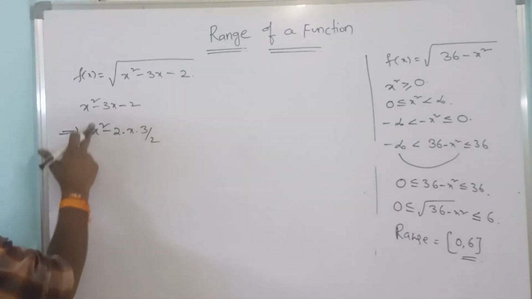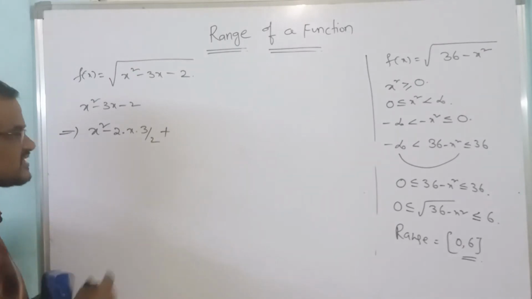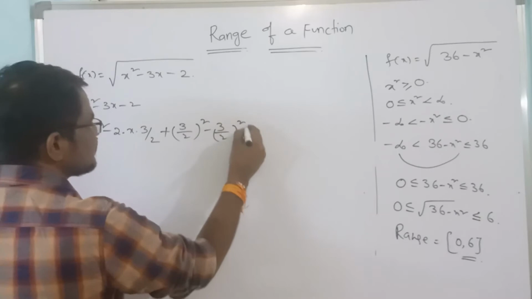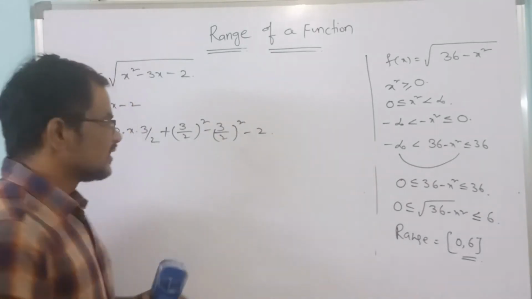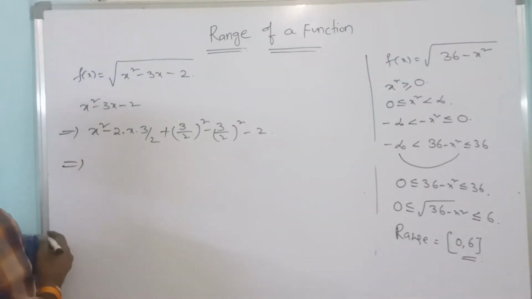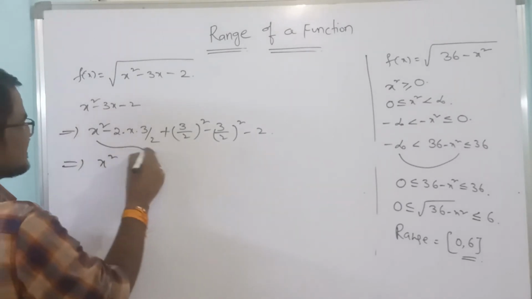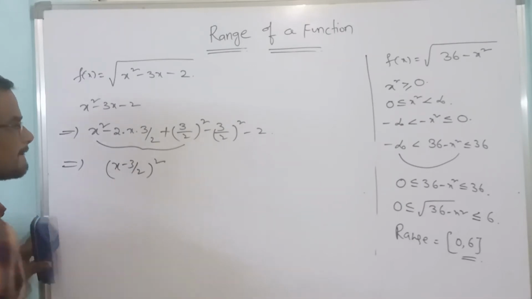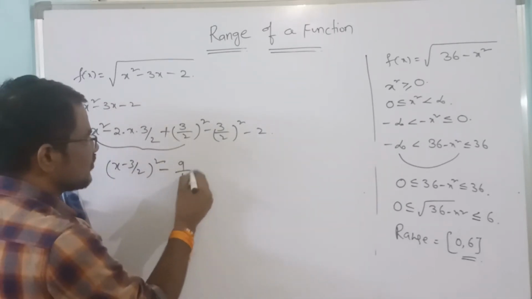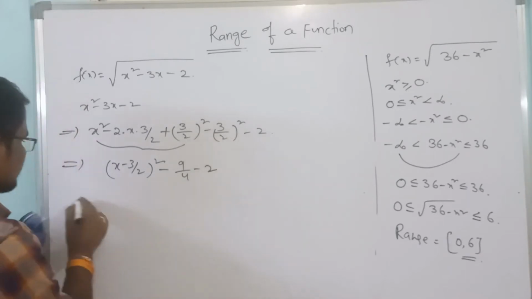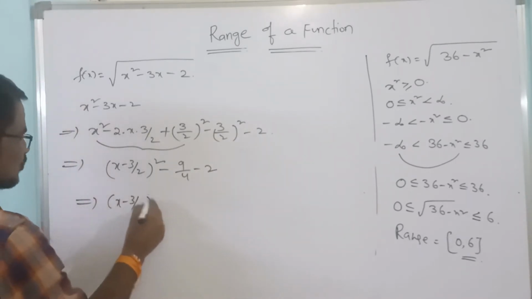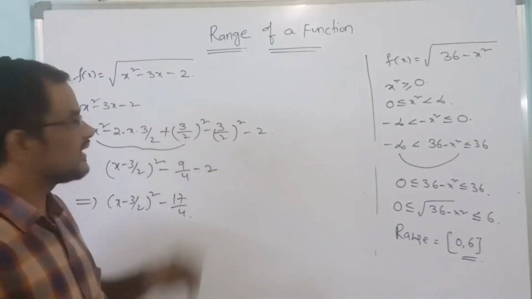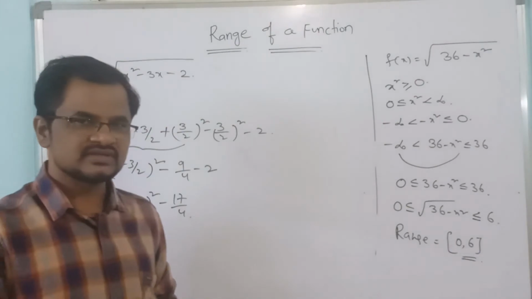So it is in the form of a square minus 2ab. b is missing. So (3/2)² minus (3/2)² minus 2. Now that implies x² by using these three terms we can write it as (x minus 3/2)² minus 9/4 minus 2. Now that implies (x minus 3/2)² minus 17/4, like the previous problem. But here the root is there. Same problem.